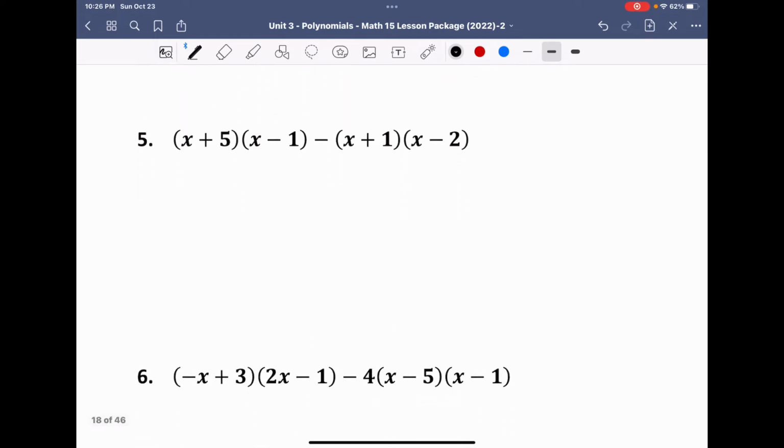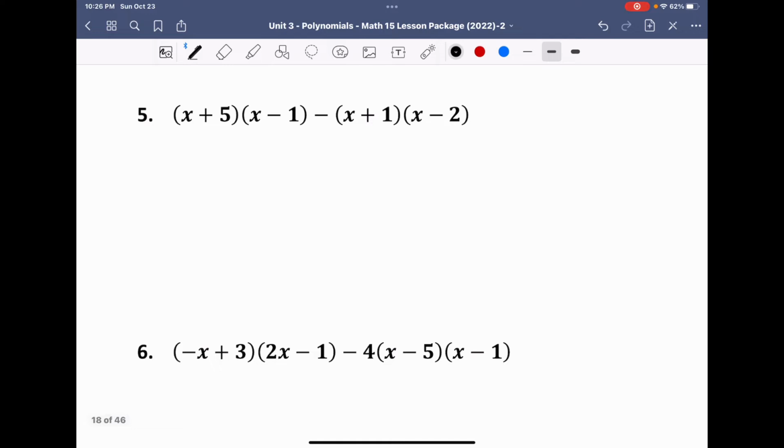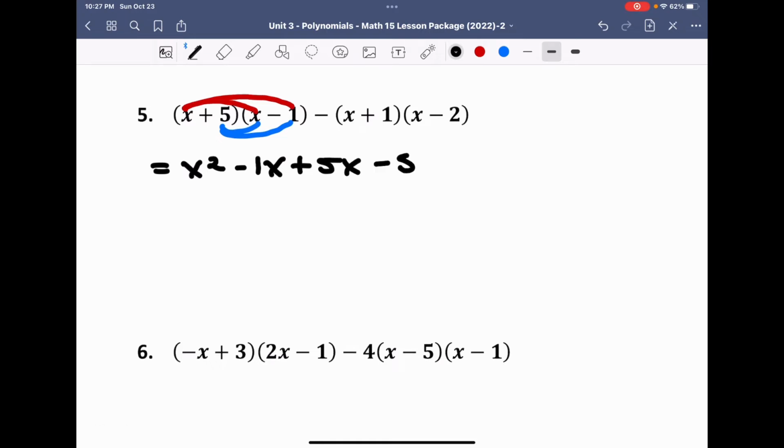All right, for my next example, 5, I have two binomials. In the case of binomial times binomial minus binomial times binomial, I'm going to FOIL both of these and then subtract them because we know multiplication has to come first. x times x times negative 1, that's going to give me x squared minus 1x. I then have 5 times x, or plus 5 times a negative 1. This is equal to plus 5x. 5 times a negative 1 is negative 5.